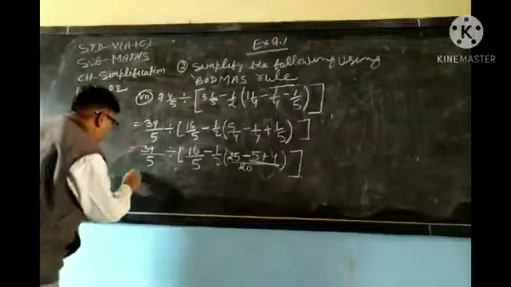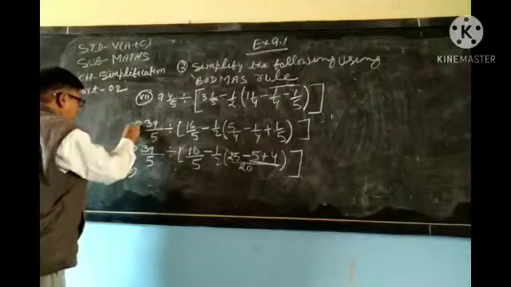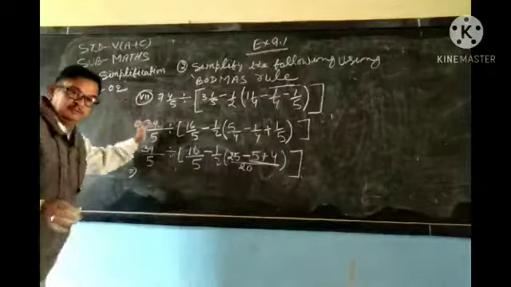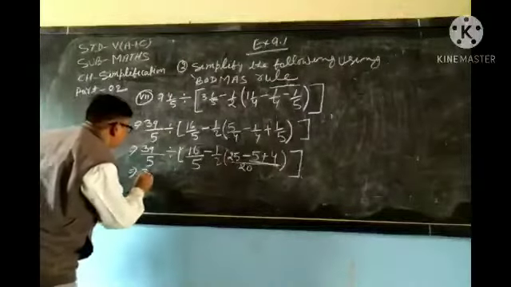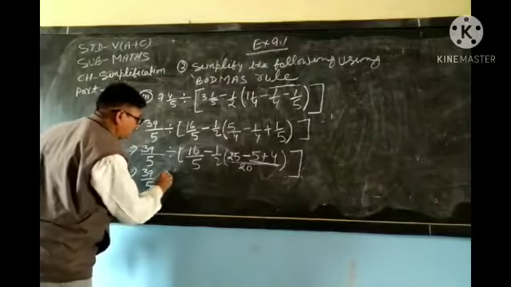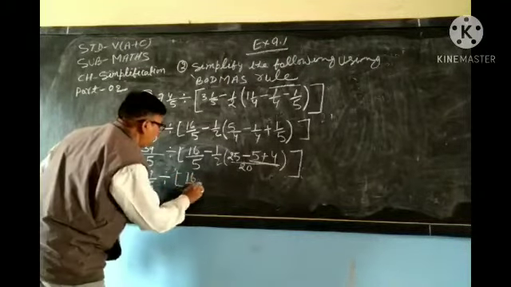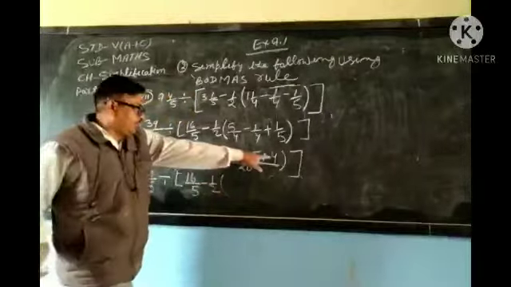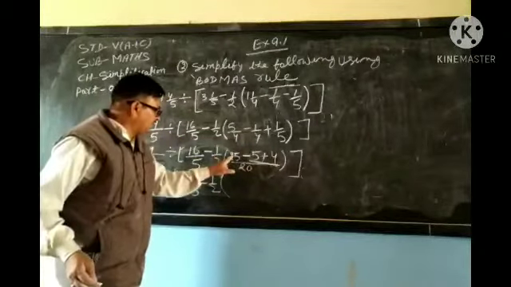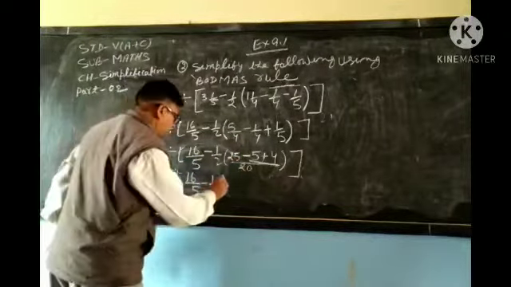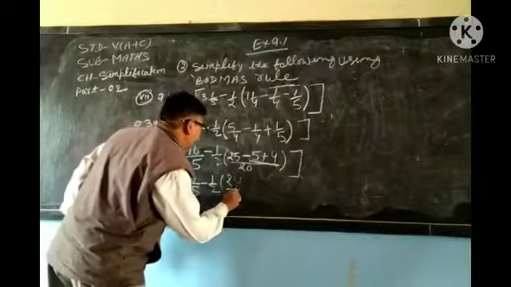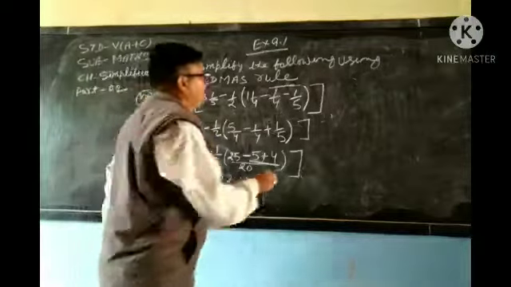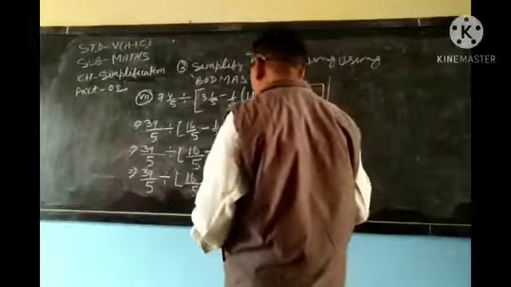Now see this one. My dear student, what is coming? See this one. The process is going on, so I am writing this, the process is going on. So 39 by 5 divided by 16 by 5 minus 1 by 2, and this 25 plus 4, 29, 29 minus 5, 24 by 20. Okay, this is clear.